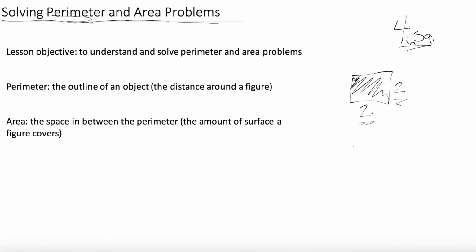To find the perimeter, you add all the sides together. Since this is a square, all the sides are the same length. 2 plus 2 plus 2 plus 2 equals 8. It's just 2 times 4 equals 8. That's how you find the area and the perimeter. This time it's 4 and 8. With that said, let's move on to practice time.